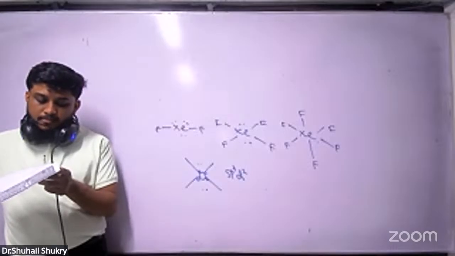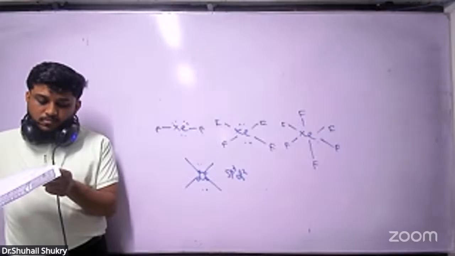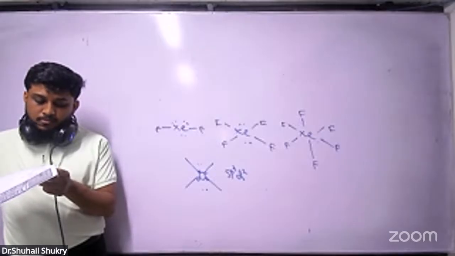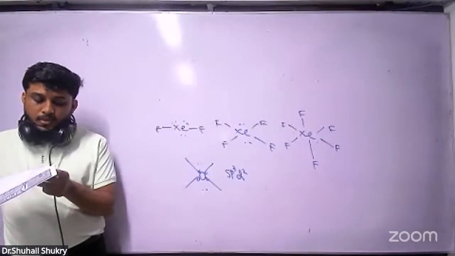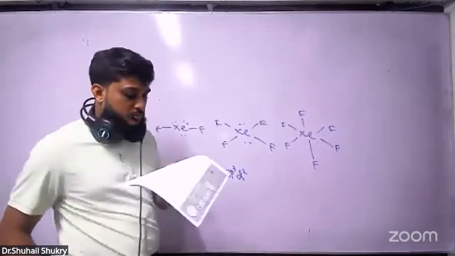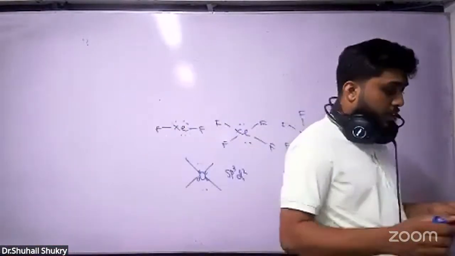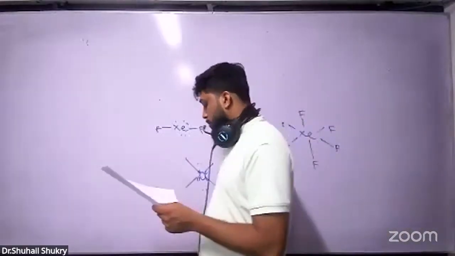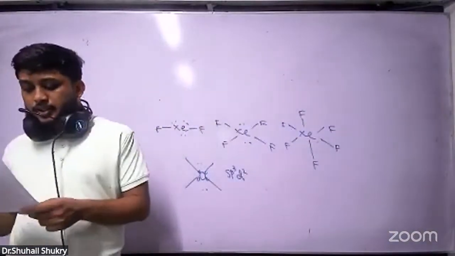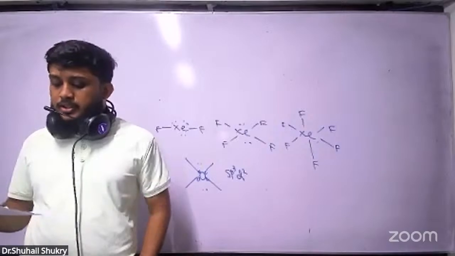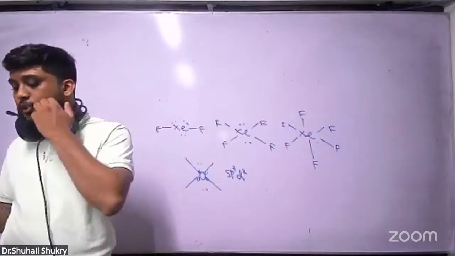Answer is D. Okay, D. You have to write under that: square planar complex hybridization is sp3d2.